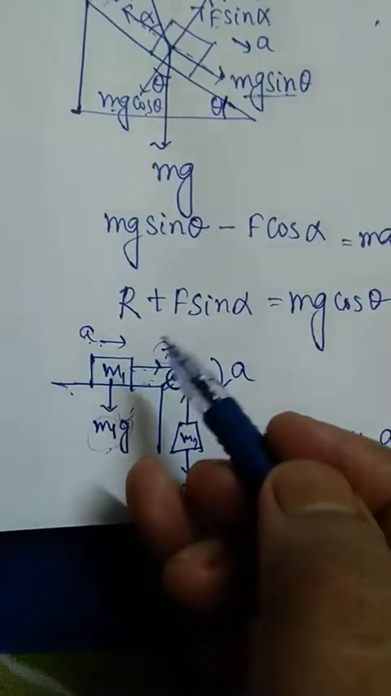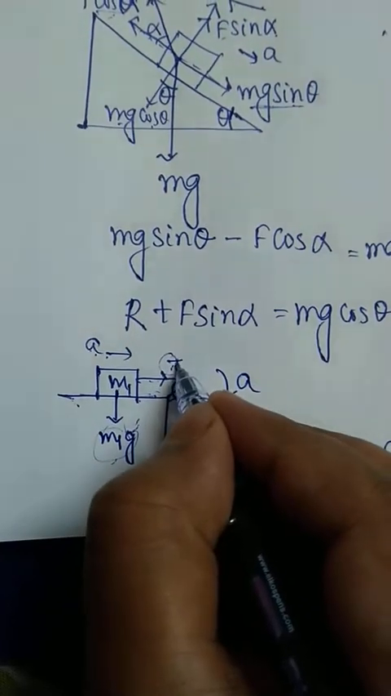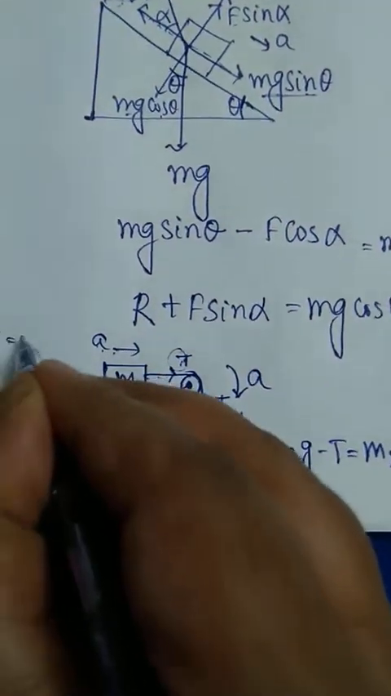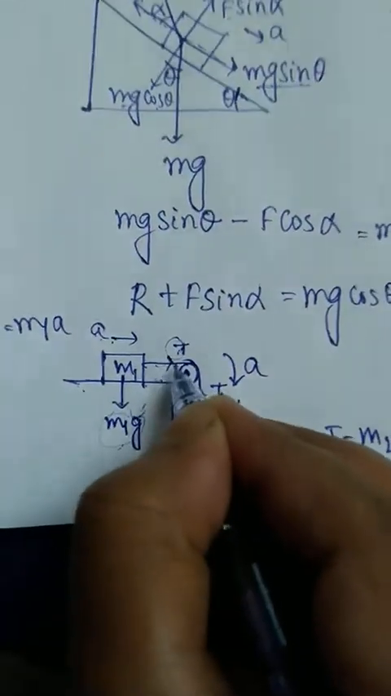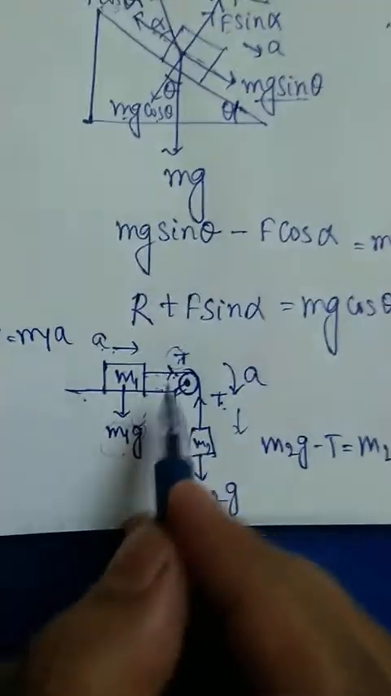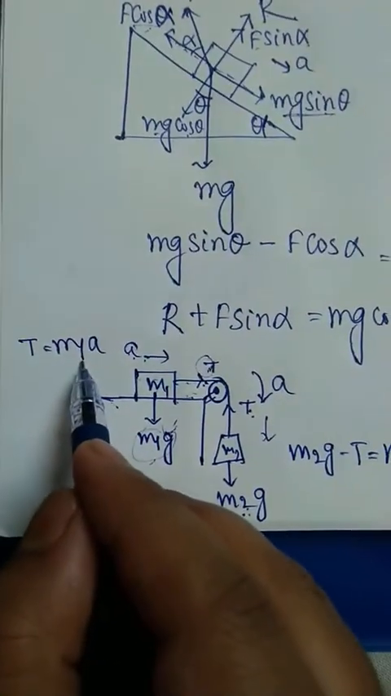And if we take friction, then the phenomena will be a little bit different. So here the equation will be T equal to m1a, because this tension is giving the motion here.